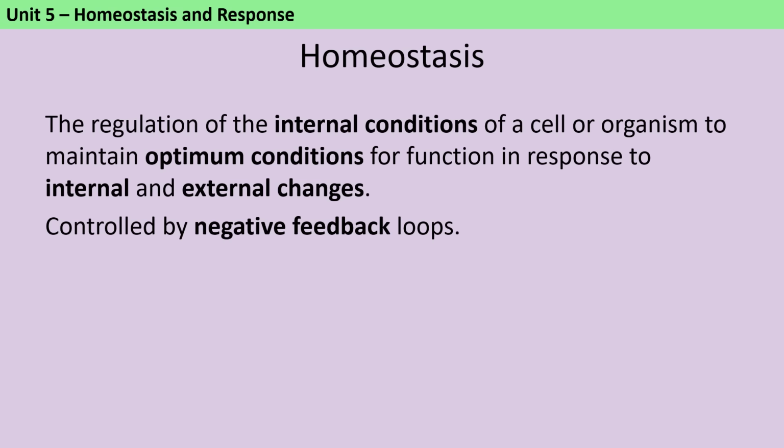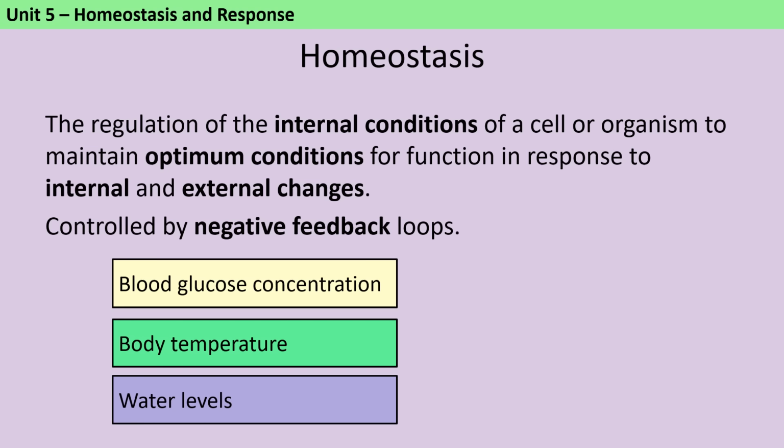This is controlled by negative feedback loops. This is where your body or the cell makes enough of a hormone or enzyme until eventually it becomes excessive or too much, and then production is inhibited and it stops being made. Three examples you should be aware of are blood glucose concentration, body temperature, and water levels. If you aren't taking triple biology, then blood glucose concentration is the one that you need significant detail for.